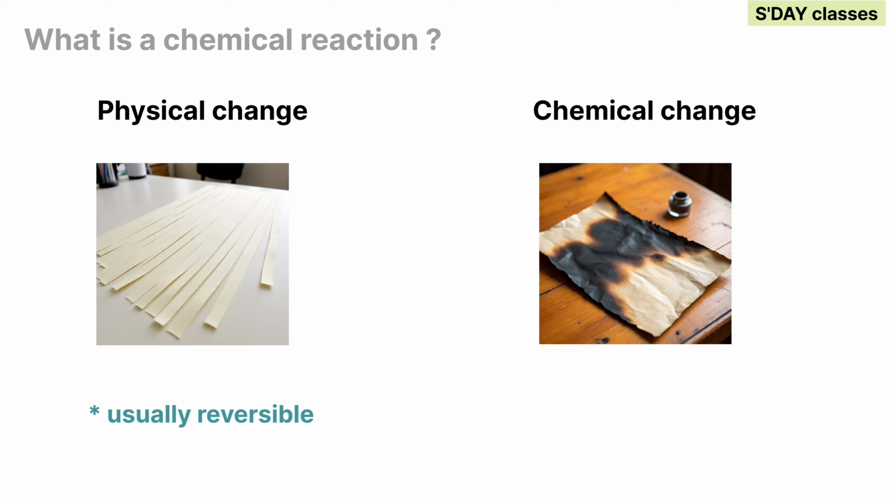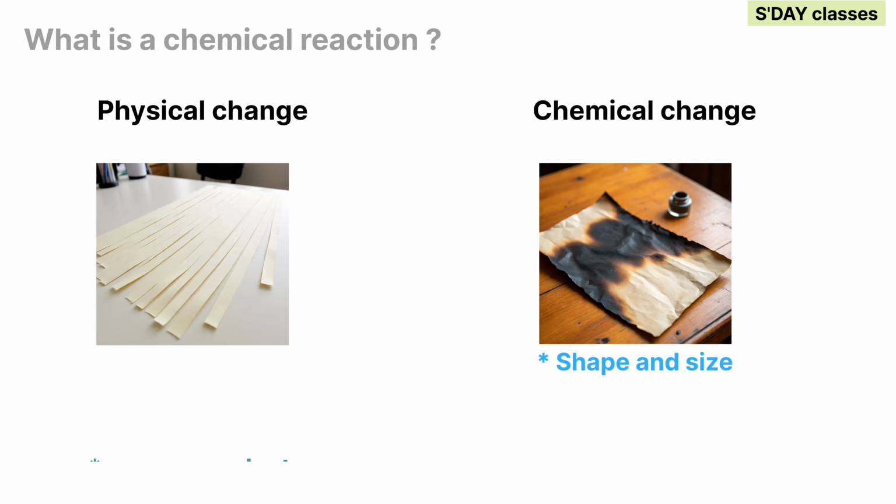Usually, a physical change is reversible. We can get the object back to how it was before the change. Here, we can get the paper back by joining the pieces or by recycling methods. But in a chemical change, we cannot reverse the process. We can never get the paper back from the ash, so a chemical change is irreversible.